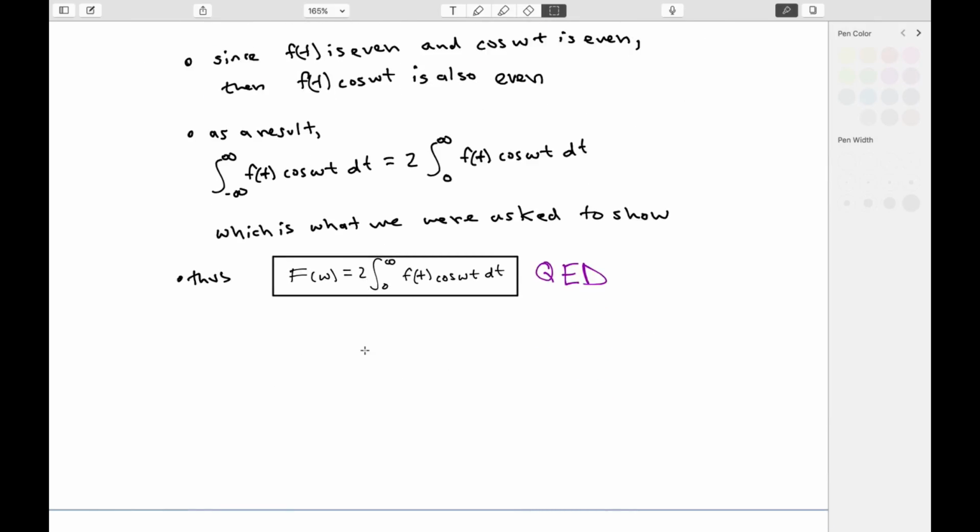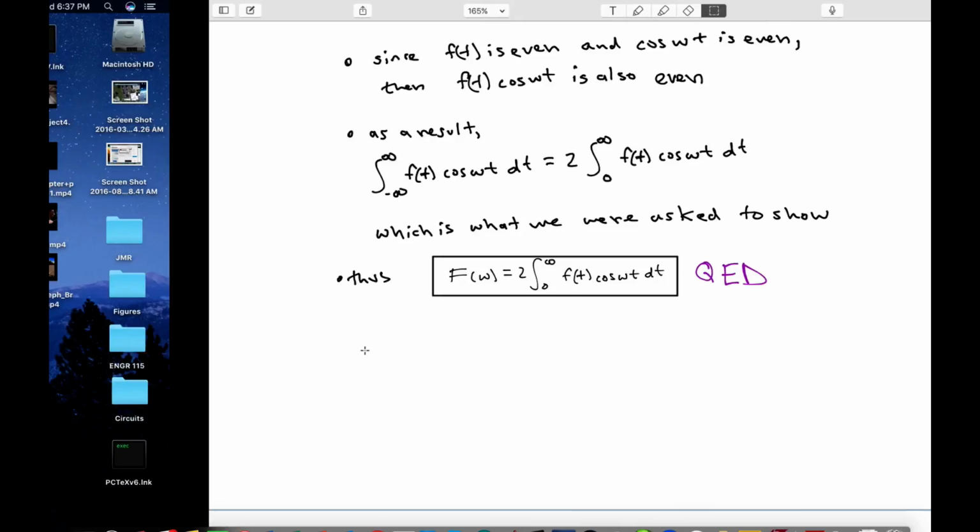And that's all you need to know for a general introduction to the Fourier transform.